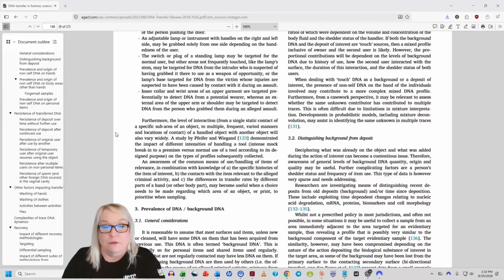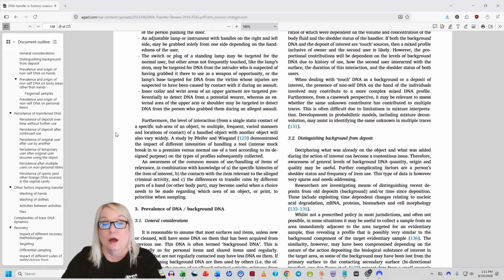Furthermore, the level of interaction, from a single static contact of a specific sub-area of an object to multiple, frequent, and varied manners and locations of contact, will also vary widely. A study by Pfeiffer and Wiegand demonstrated the impact of different intensities of handling a tool, an intense mock break-in to a premises versus normal use of a tool according to its design purpose, on the types of profiles subsequently collected.